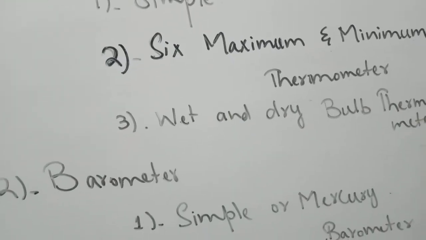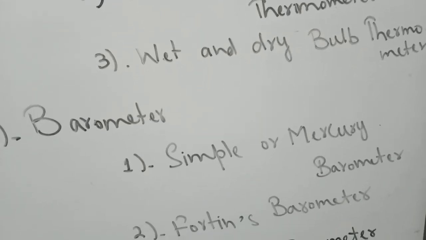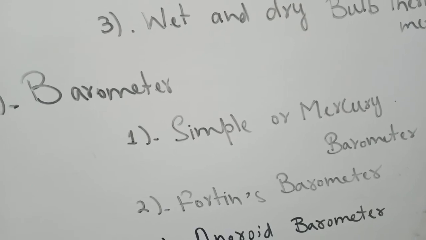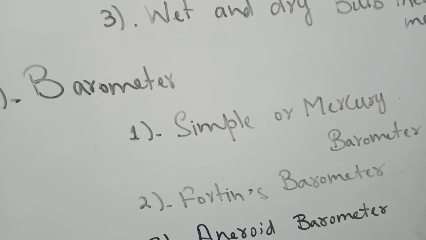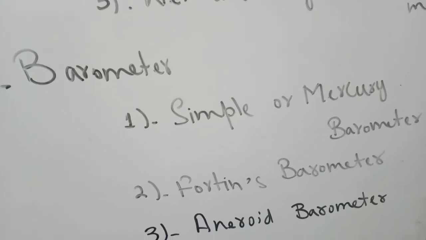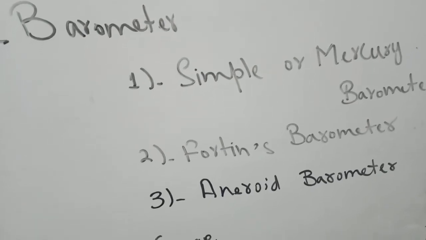Okay, the second category is the barometer. The first is named the simple or mercury barometer. Barometer is a weather instrument used to record the air pressure. The second category of the barometer is the Fortin barometer, and the third one is the aneroid barometer.